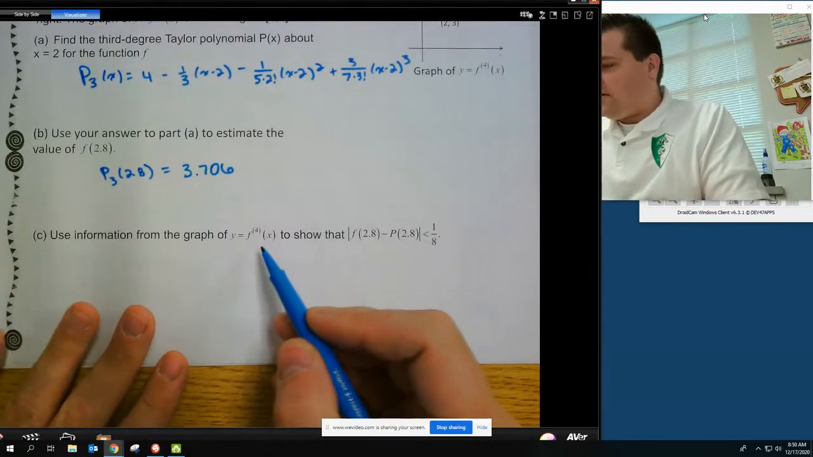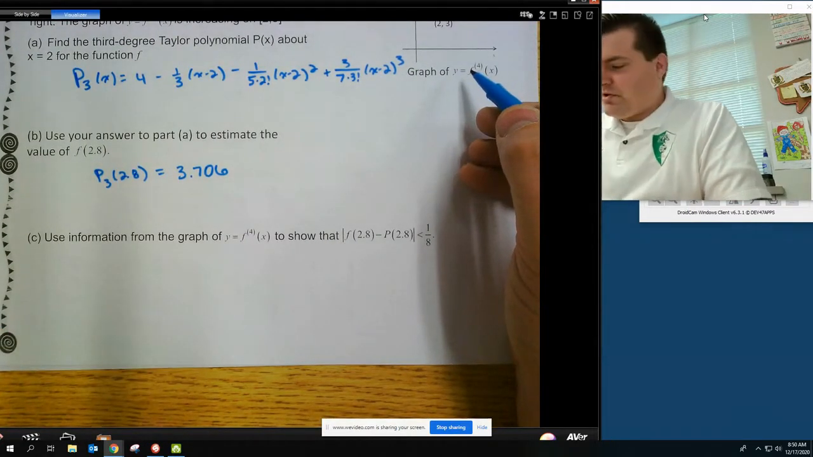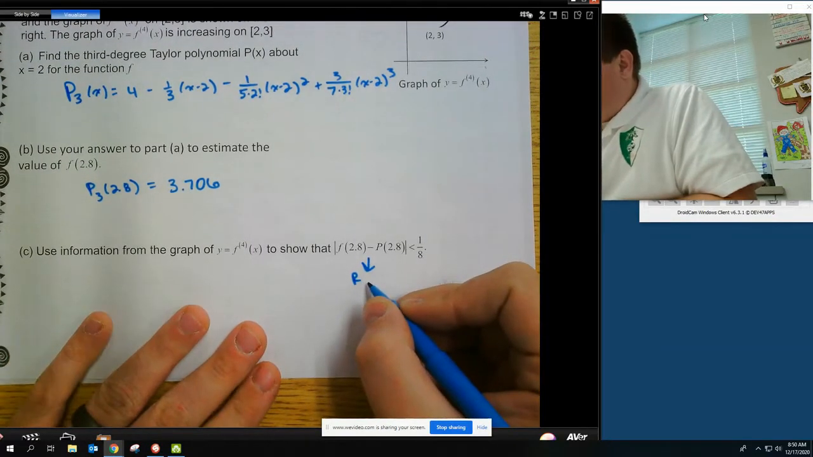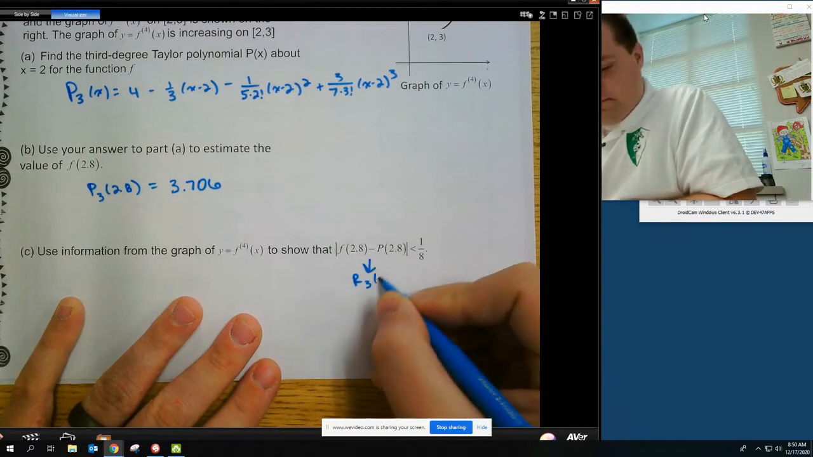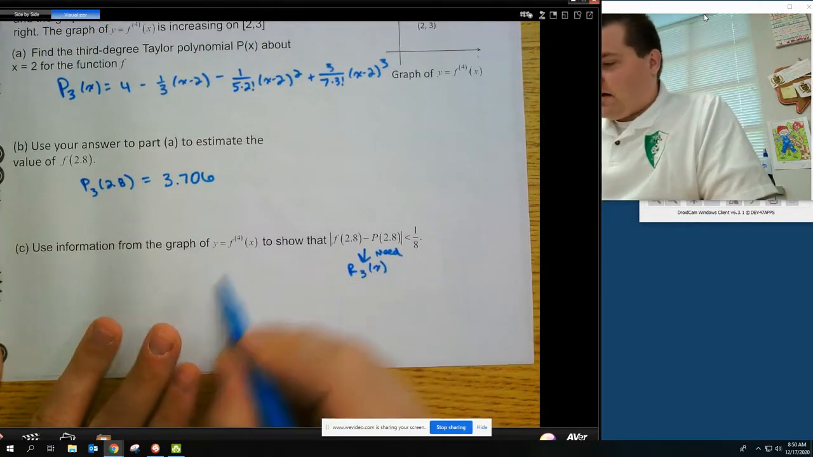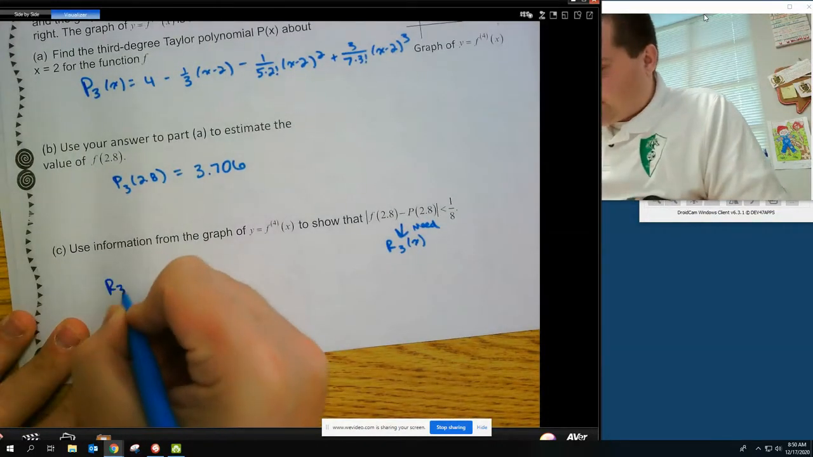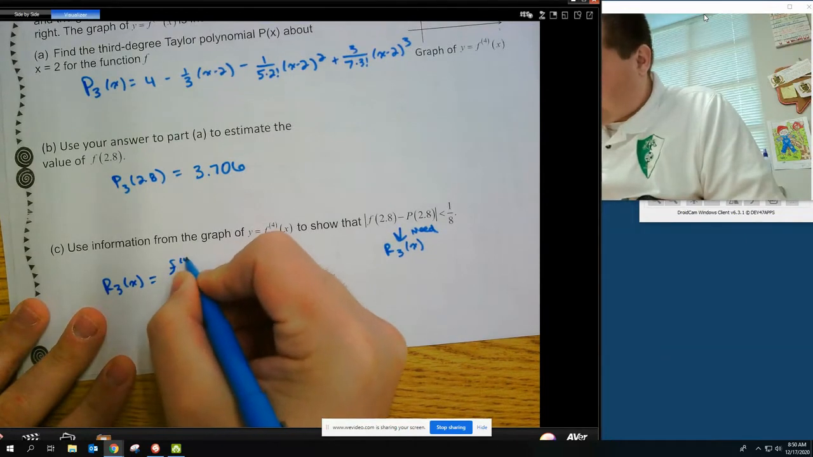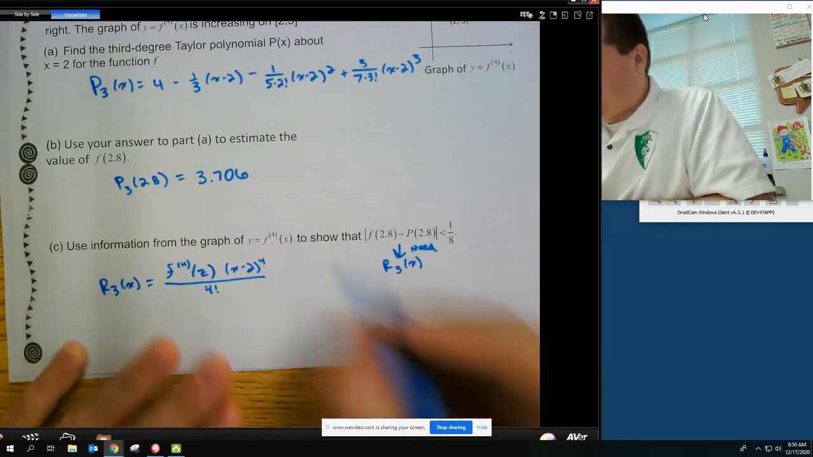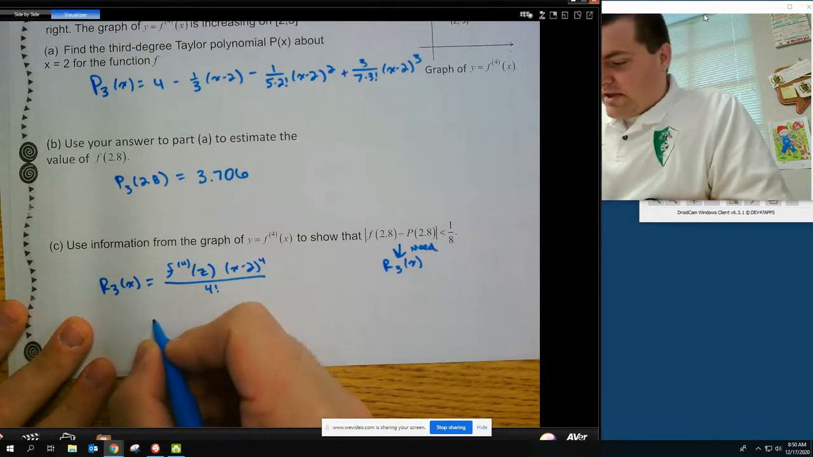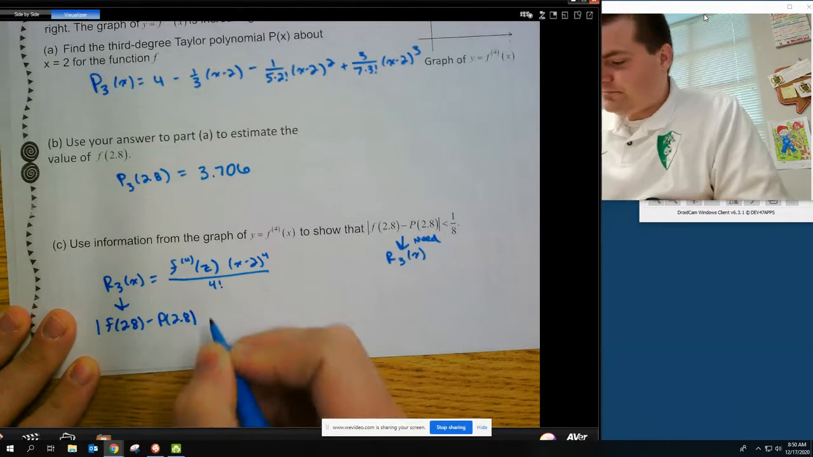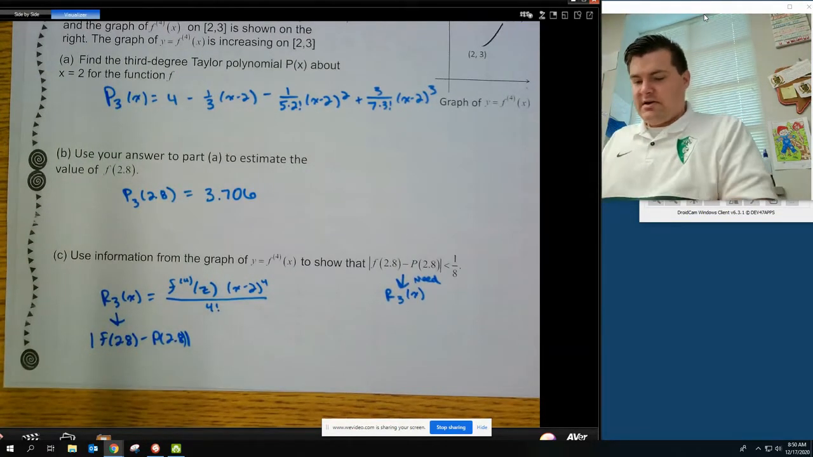Now let's use the information from the graph, which is the fourth derivative right here, to show that the error is less than 1/8. This is R sub 3, or we need R sub 3 of x, because we're using this graph and I'm given the third degree polynomial. So I'm using the fourth derivative of z times (x minus 2) to the fourth all over 4 factorial, which, again, is f of 2.8 minus p of 2.8. That's just notation. If I can find this, then I just need to prove that it's less than 1/8.